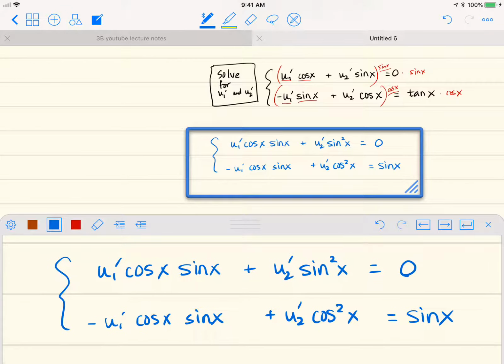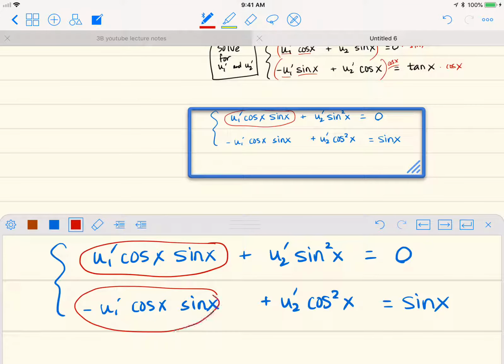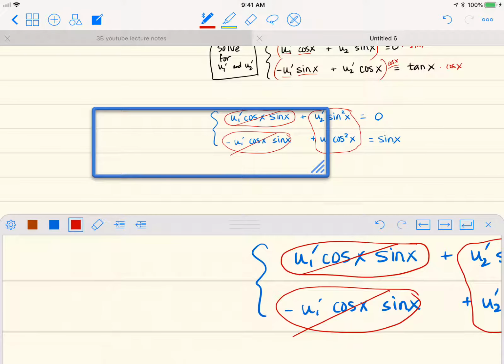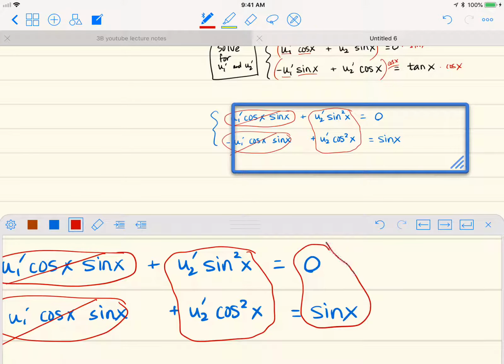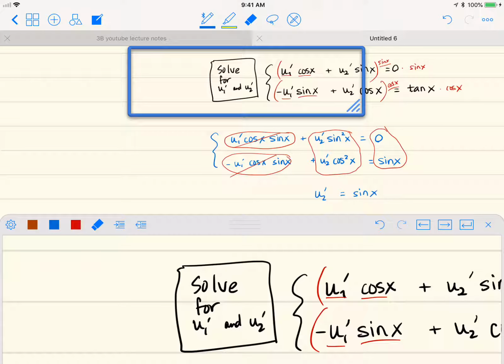And now I'm going to add the equations, and when I add them together, this plus this is going to be equal to 0, so they cancel each other out. And then here, I'll actually get u2 prime, because sine squared plus cosine squared is equal to 1, right? And then over here, I'll get sine x. So it looks like u2 prime is equal to sine x. So we found u2 prime.